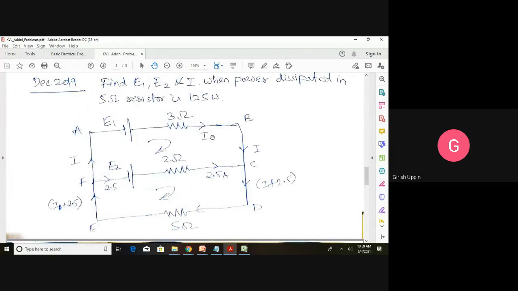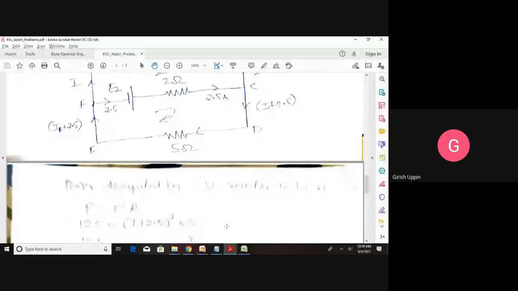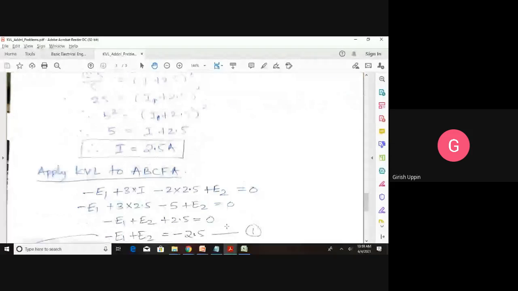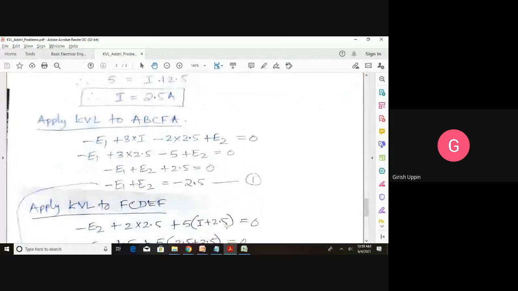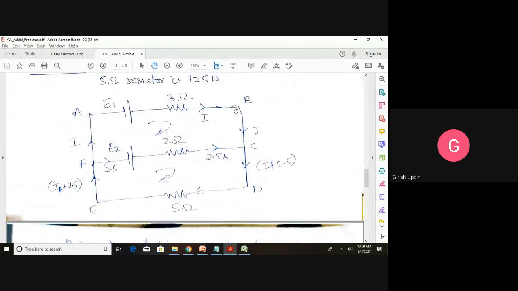Now, what happened? We found out this current. So, this current is also 2.5. This is 2.5. And this 2.5 plus 2.5 is 5 amperes. They will add up. So, now we found out the current. Now, you can apply KVL to the two loops. Which are the two loops we have? First one is the loop A, B, C, F, A. Apply KVL to this loop.